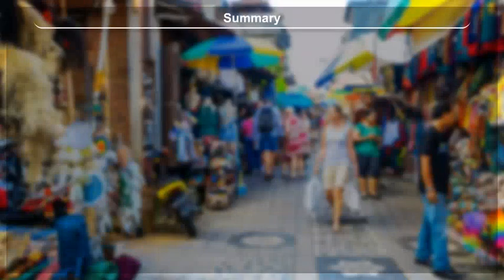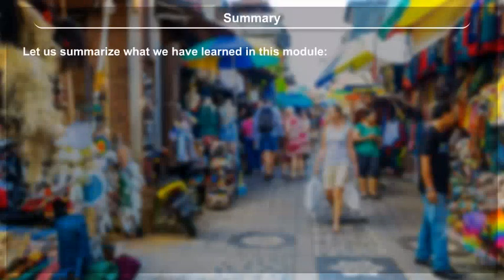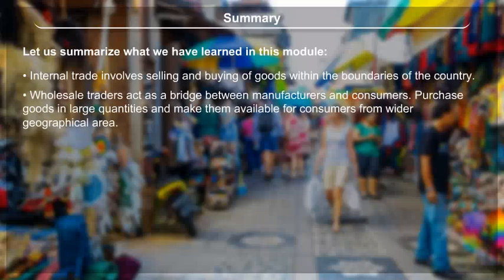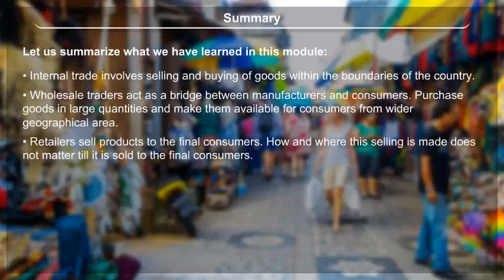Summary. Let us summarize what we have learned in this module. Internal trade involves selling and buying of goods within the boundaries of the country. Wholesale traders act as a bridge between manufacturers and consumers, purchase goods in large quantities and make them available for consumers from wider geographical area. Retailers sell products to the final consumers. How and where this selling is made does not matter till it is sold to the final consumers.